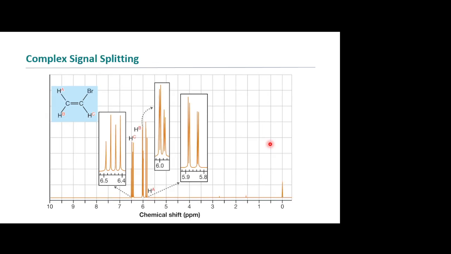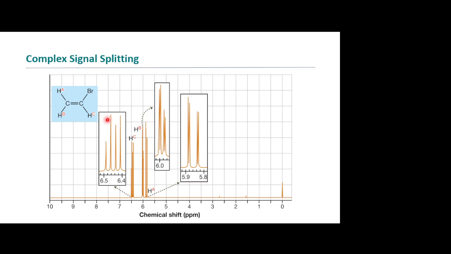All right. Let's go ahead and look at a more complex signal splitting. So the splitting that we tend to observe when the protons that produce a particular signal are coupled to two or more distinct types of protons. If these separate types of coupling have sufficiently different coupling constants, then we're going to actually observe a complex splitting, which is what we're seeing right here.